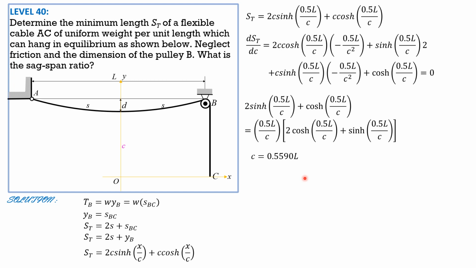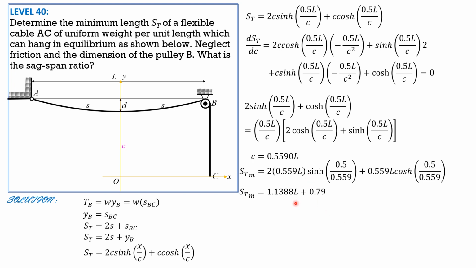So we can now substitute and solve for ST in this equation. So ST minimum equals 2 times C, 0.559L, sine hyperbolic of 0.5L over 0.559L. So we cancel L. Then plus C, 0.559L, cosine hyperbolic of 0.5 over 0.559. Take note that I already canceled L here. So ST minimum will be in terms of L: the first term is 1.1388L, the second term is 0.7979L. So ST minimum is 1.937L.